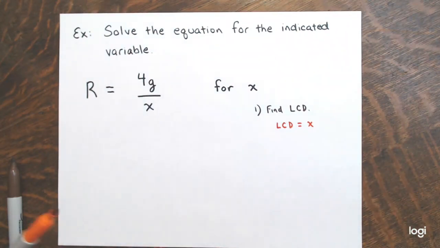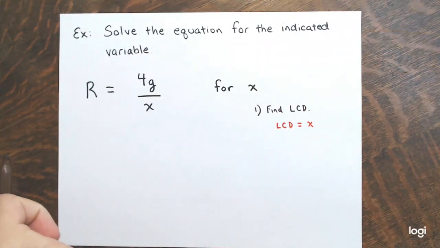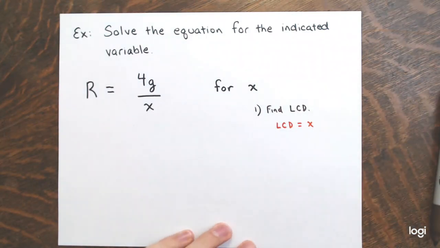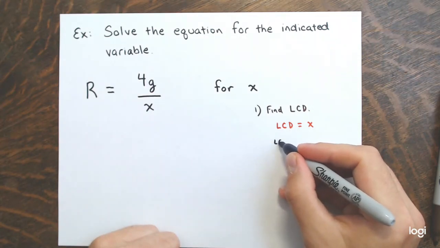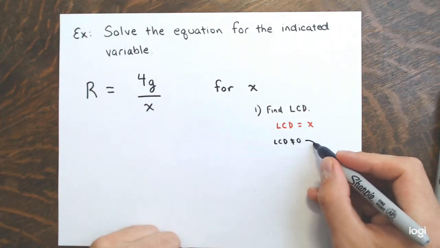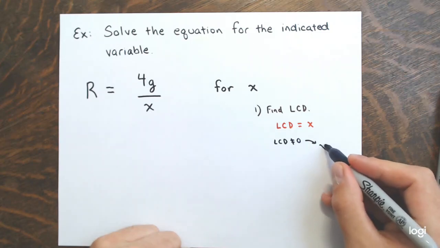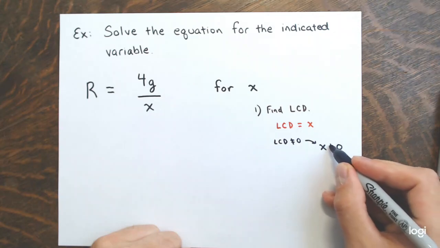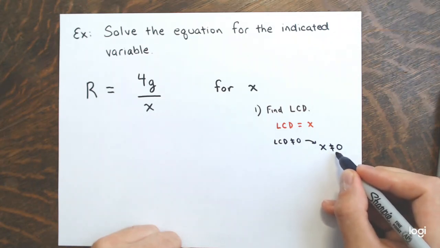Simple as that. And I'm just going to point out to myself that we don't want this to be equal to 0. You never want denominators to be equal to 0. So I don't ever want the LCD to be equal to 0, implying that we cannot have the value of x be replaced by the number 0. So x is not equal to 0.